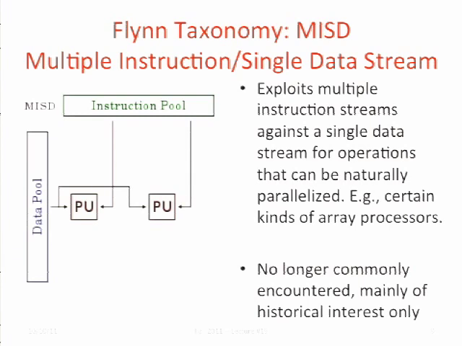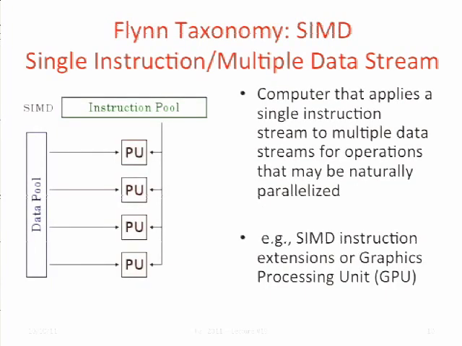SIMD is what we're going to focus on today, and it's basically a single instruction that gets applied to multiple pieces of data at the same time. The way we're going to show that is we have multiple processing units. We get a single instruction that's going to run on all of these processing units, and then each one gets its own piece of data to run on. And that's how we're going to get parallelism in this scheme.